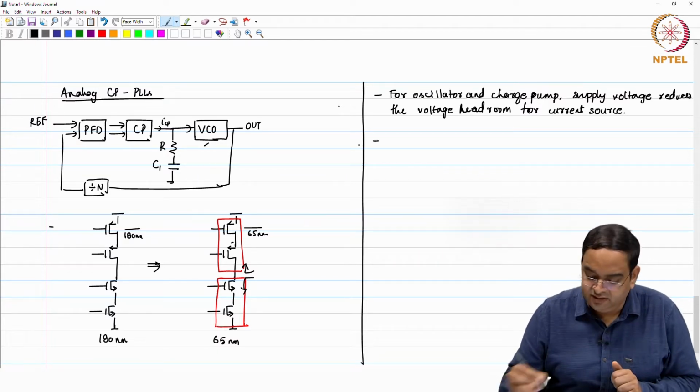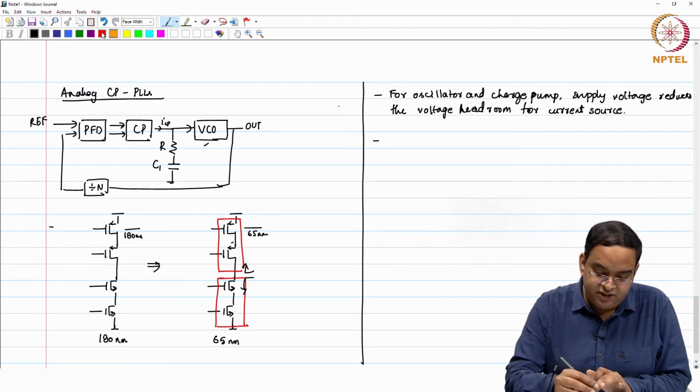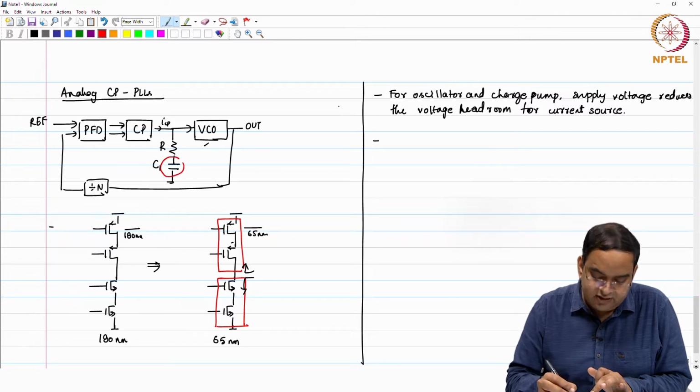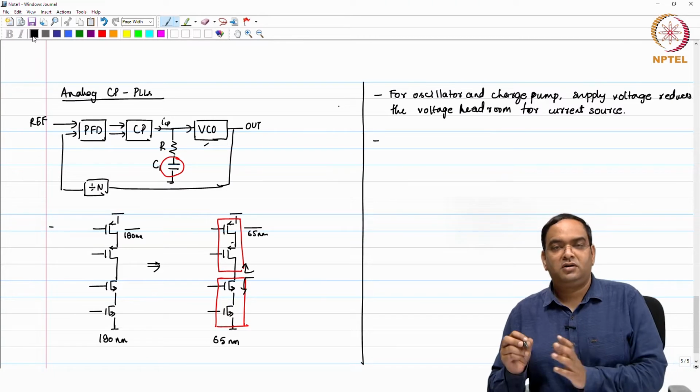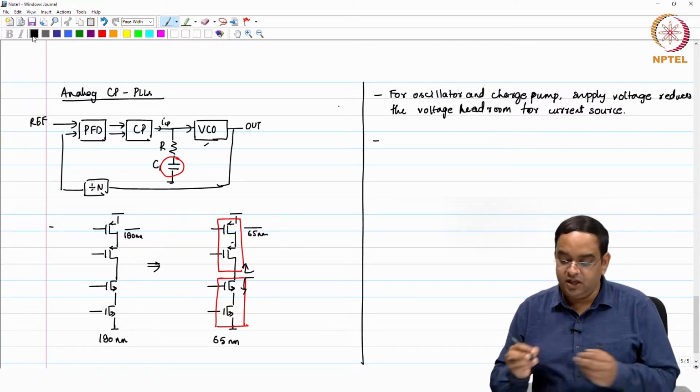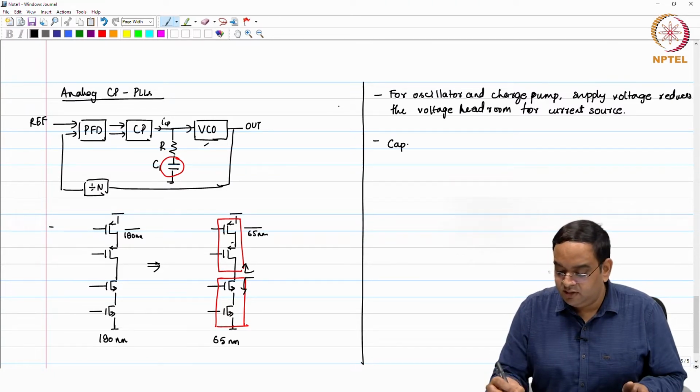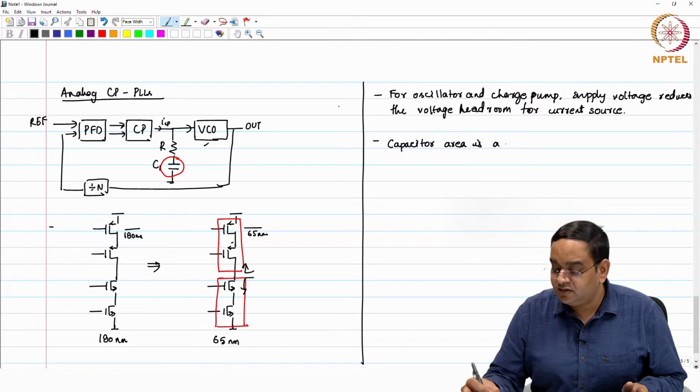The other problem is that this capacitor which you have occupies a lot of area for a good output jitter. So, the capacitor area is, I will say, a problem.